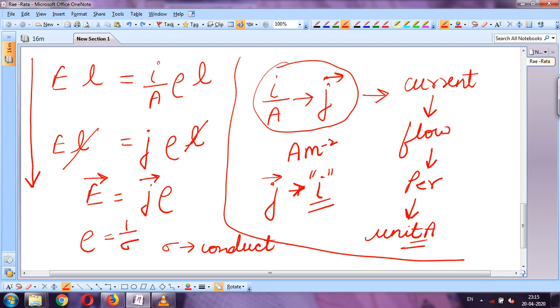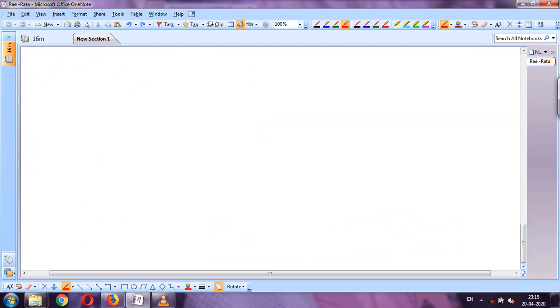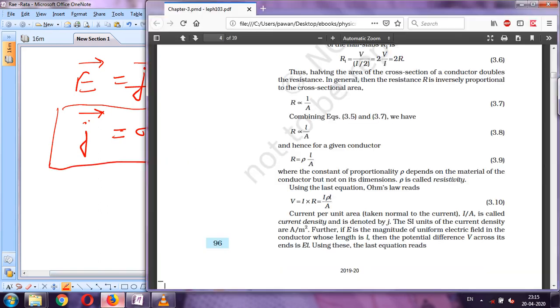If this sigma is conductivity, which is inversely proportional to resistivity, we can write E vector is equal to J vector upon sigma. From here, I can write J vector is equal to sigma E vector. Now what is this? This is your vector form of Ohm's law. J is equal to sigma E.